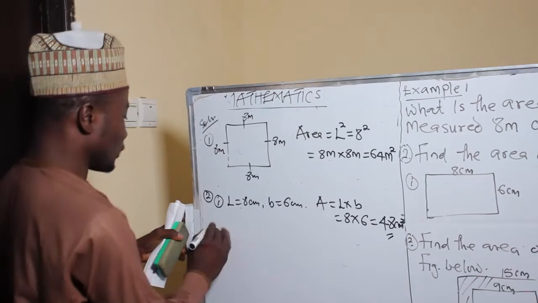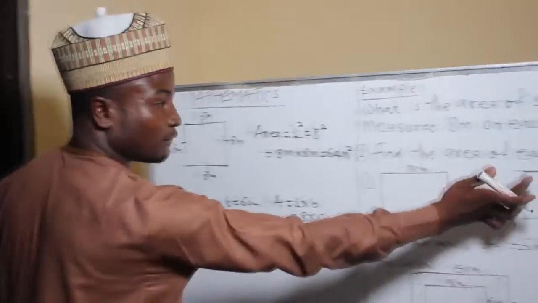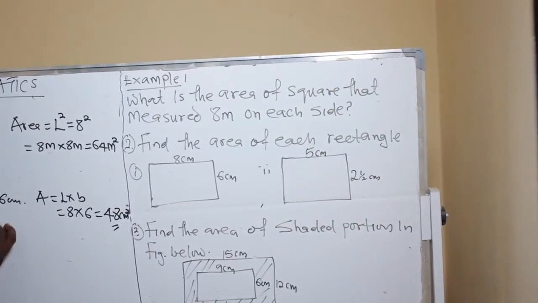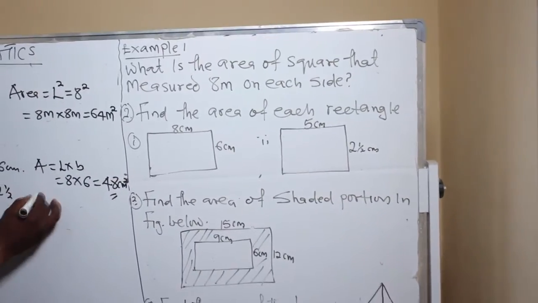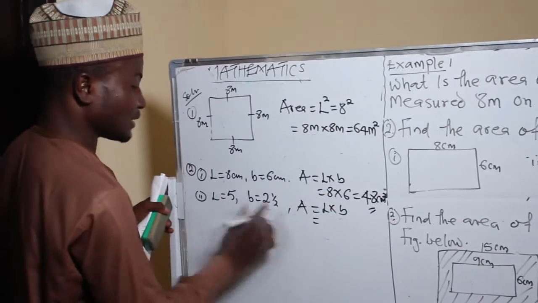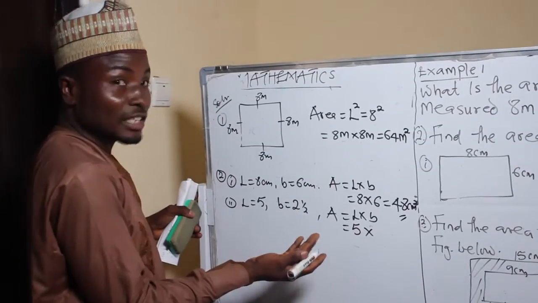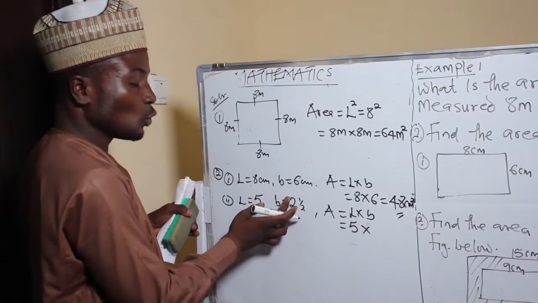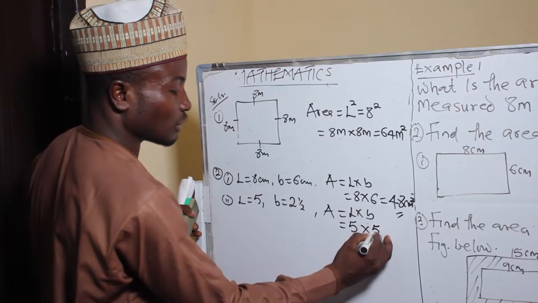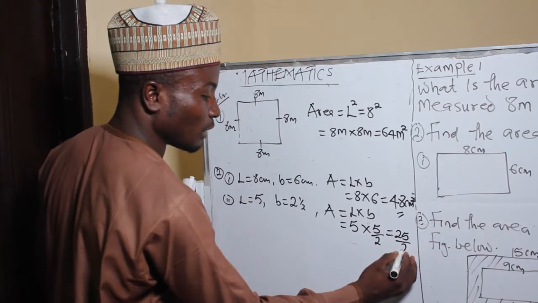So the same thing, if you take our Roman 2, we have our length equal to 5, and we have our breadth equal to 2.5, right? So the area is equal to length times breadth as usual, where our length is 5 times 2.5. If you wish, you can change it to an improper fraction. 2 times 2, 4, plus 1, 5. So you are going to have 5 over 2. 5 times 5 is equal to 25 over 2.